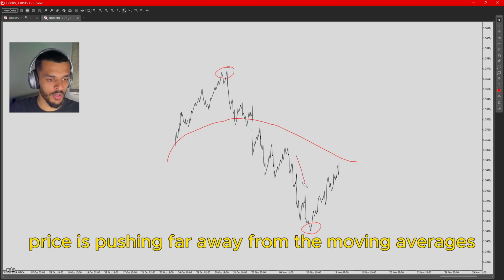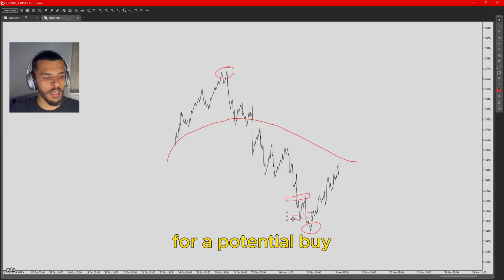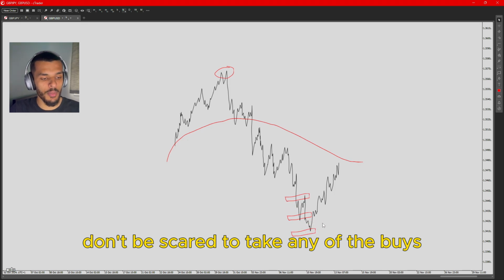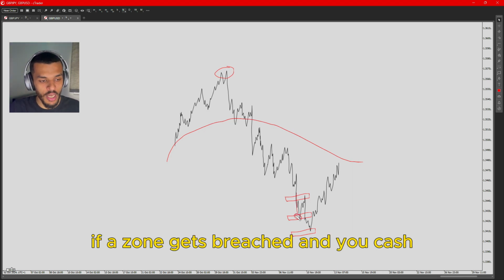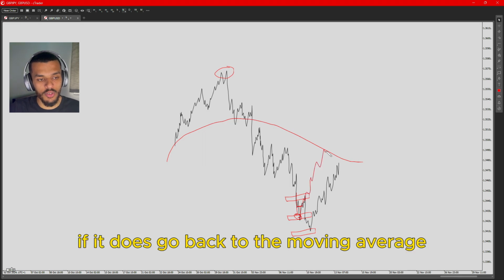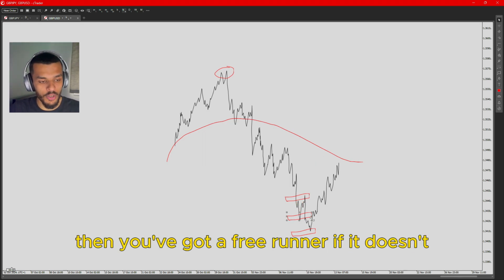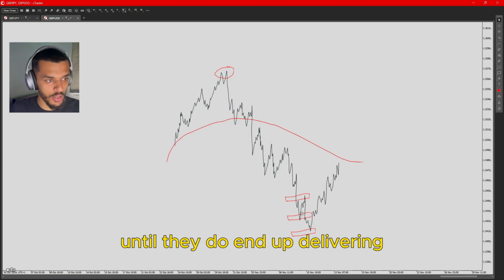So imagine price is pushing far away from the moving averages and you've got a bunch of technical zones for a potential buy. Don't be scared to take any of the buys, and especially if you're applying that profit taking logic, if a zone gets breached and you get into this one, you cash and leave a runner. If it does go back to the moving average, then you've got a free runner. If it doesn't, you just keep taking the trades until they do end up delivering.